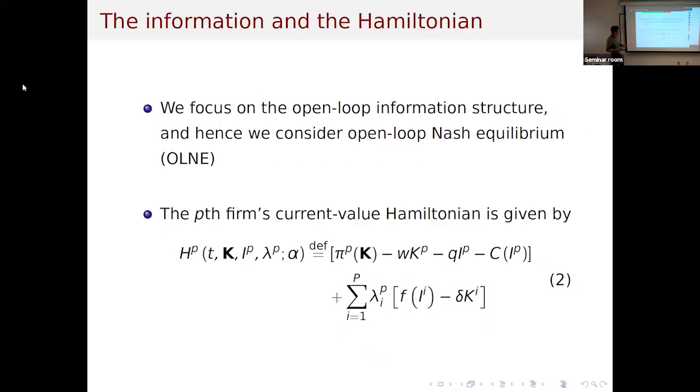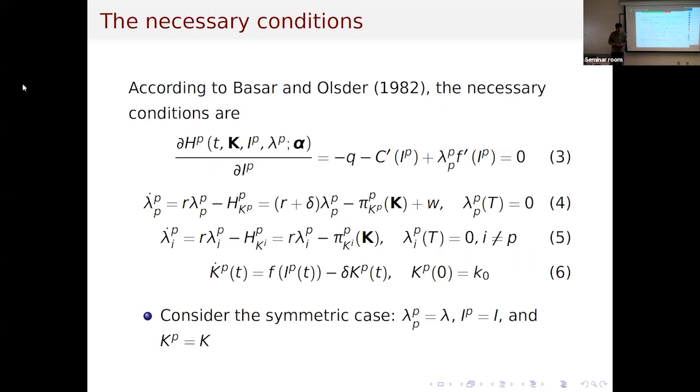Now our paper focuses on the open loop information structure, so we only consider the open loop Nash equilibrium. In principle, our method can be applied to the feedback case, but the math is going to be heavy, so maybe in the future we can deal with the feedback case. Given all this, we have a standard method to solve this question. We define the current value Hamiltonian for each firm, which is given here. Then we can get the first order conditions, which are a classic one.